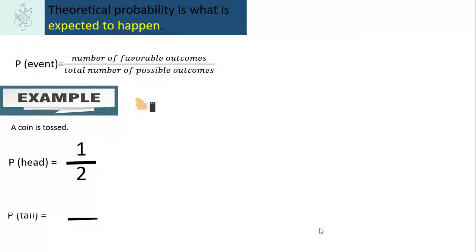On the other hand, for the probability of getting a tail, we have to use the same formula. So, the total number of possible outcomes is still 2, the tail or the head. And the chance of getting a tail is 1. Therefore, the probability of getting a tail is 1/2 also.